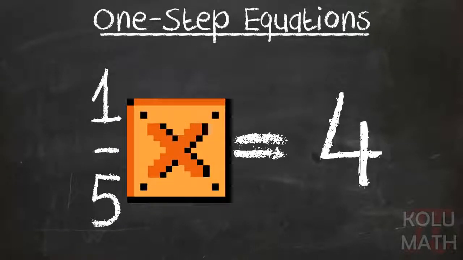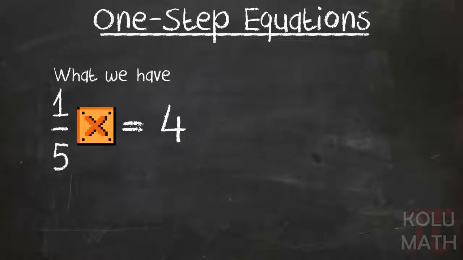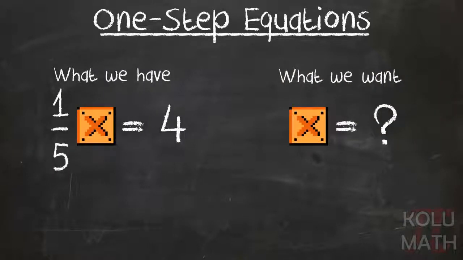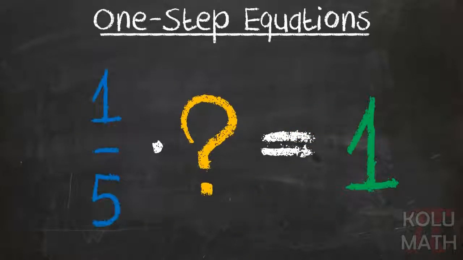1/5 x equals 4. We're going to have to deal with that 1/5 out front. Well, let's think about this in a different way. So what the problem has told me is that 1/5 x equals 4. But what I need to know is what is a whole x worth? So what I need to do is convert that 1/5 into 1. Okay, so what multiplied by 1/5 equals 1?